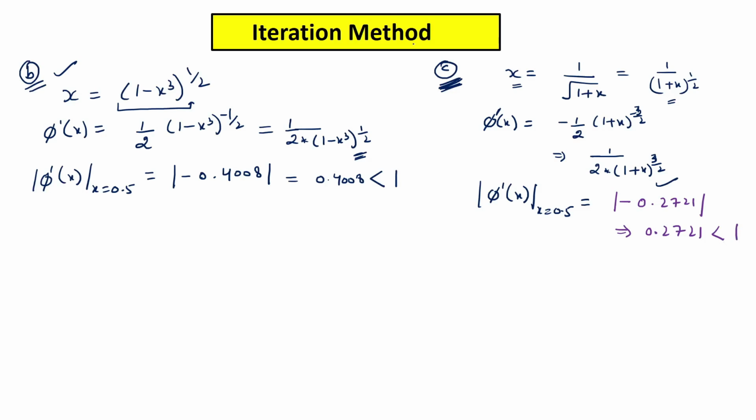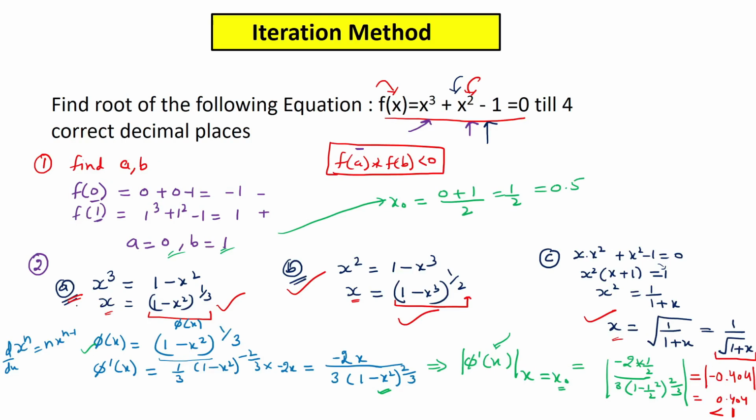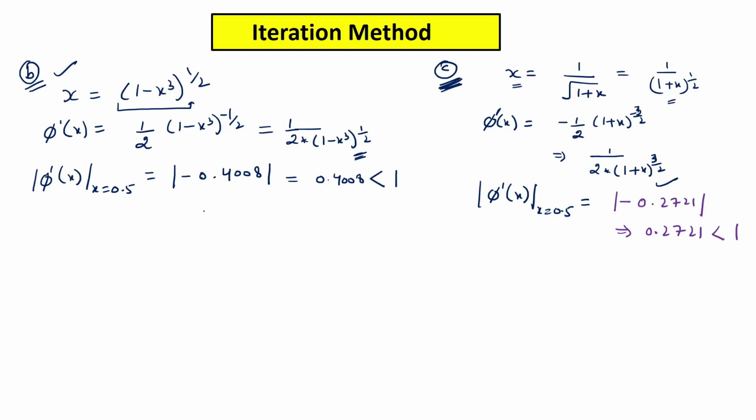So that means in all the 3 forms, this B and C and the previous form A, I am getting all the values less than 1. So the question is which form we should take, because our iteration method can be applied with the A, B or C form. So here one way is we can take any form, A, B or C, or there is one other way also.